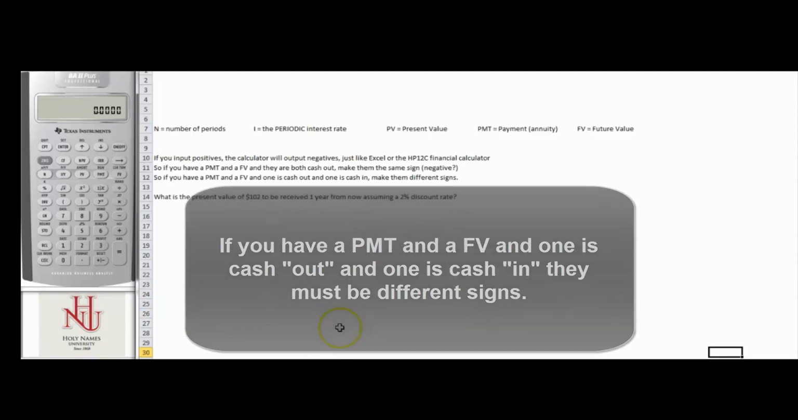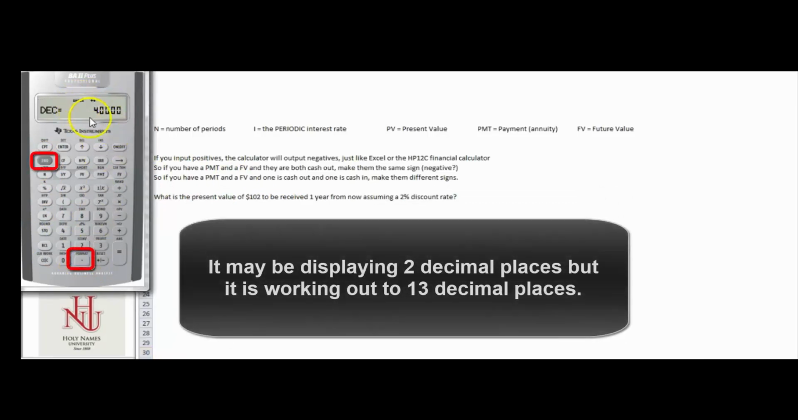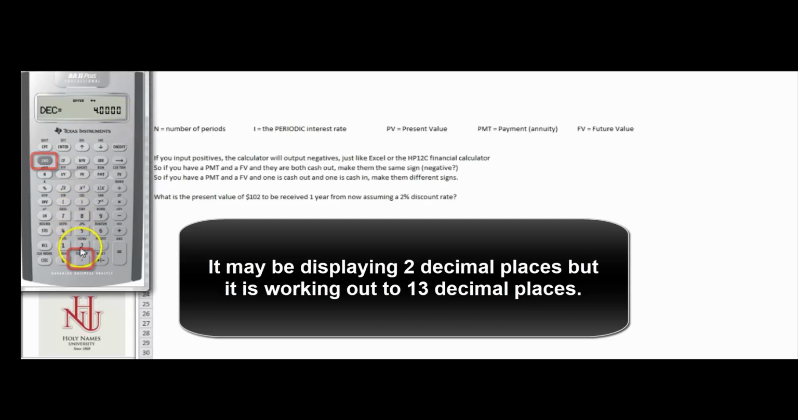All right, let's do a simple problem. First of all, let's change this back to 2 decimal places to remind us how to do that. Hit second, format. First thing it asks us as far as formatting is, how many decimals would you like? We'll hit 2, enter, second, quit.